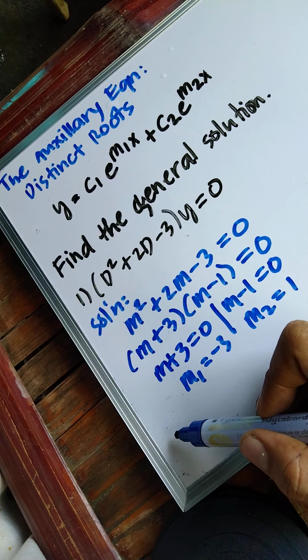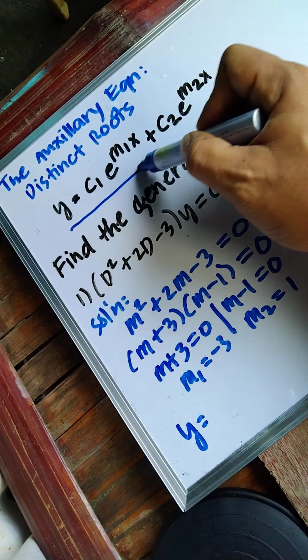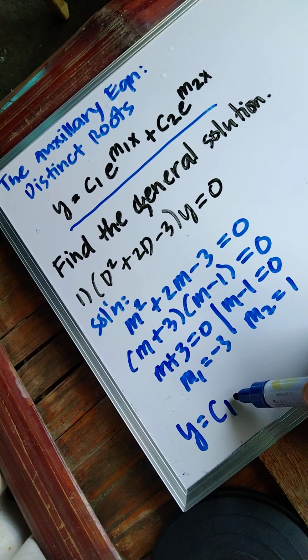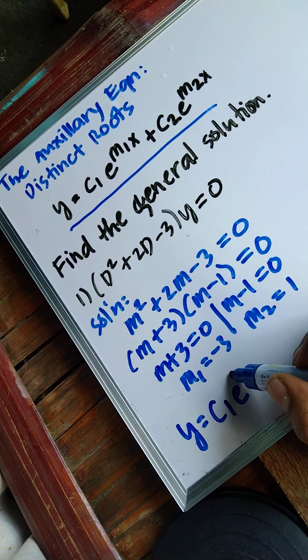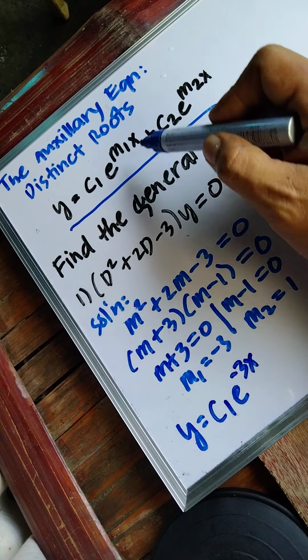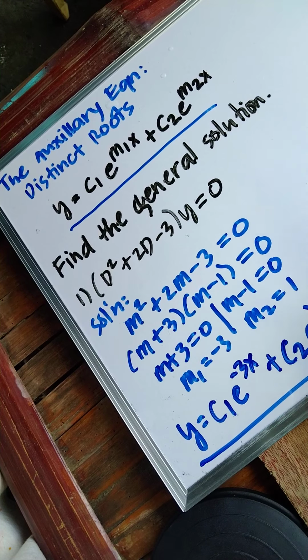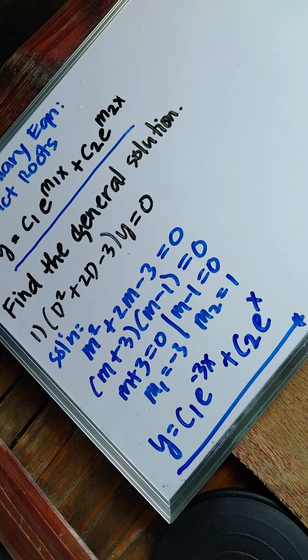Therefore, our solution to this is y is equal to, just observe the form given, you just copy: c sub 1 times e to the power of, what is the value of m sub 1? That is negative 3, so negative 3x, because you have x here, plus c sub 2 times e to the power of, our m sub 2 is 1, so just x. So this is the solution of the equation. That's it.